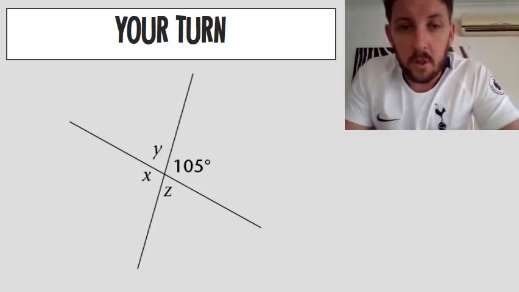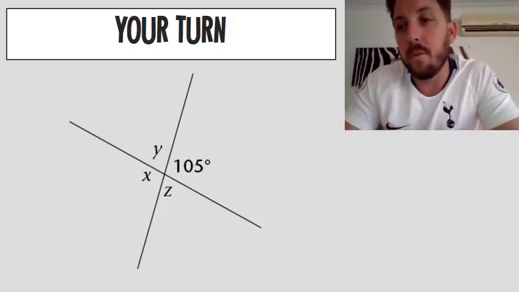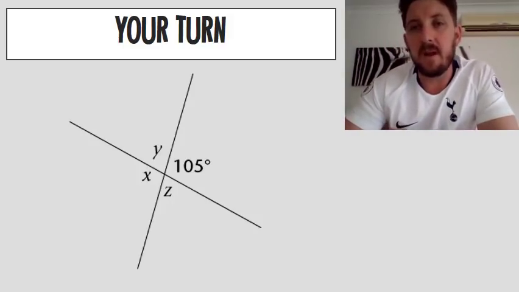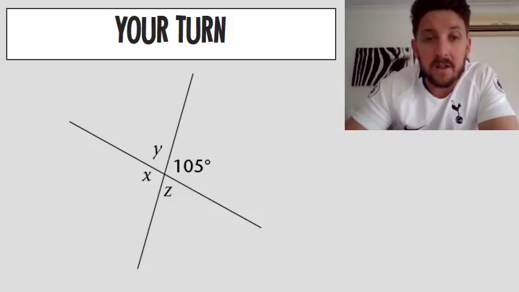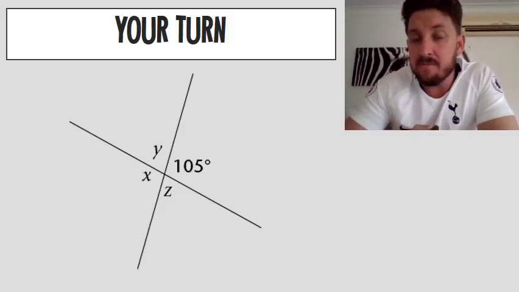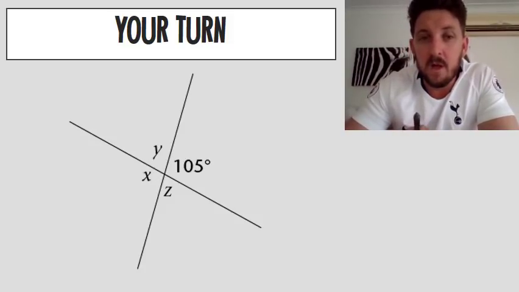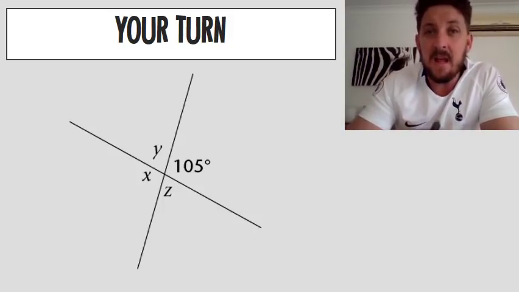Okay, now this is your turn to have a go. You're going to have to do two parts of this. You're going to need to know your supplementary angles, and you're going to need to know your vertically opposite angles. So you're going to have to use both of these two different rules to be able to work this problem out. I want you to find out X, Y, and Z and have those written down, please. Stop the video here.